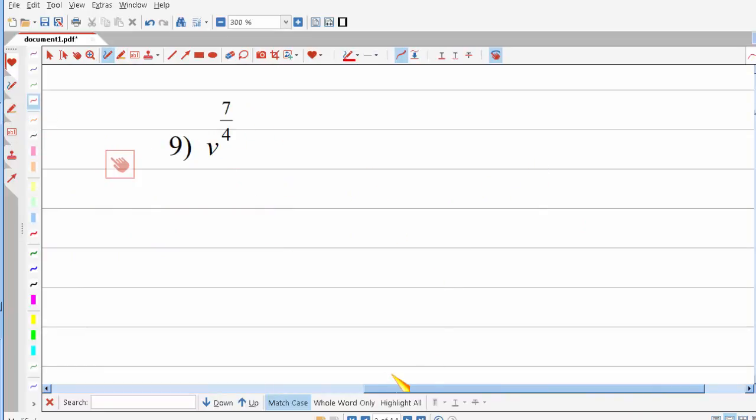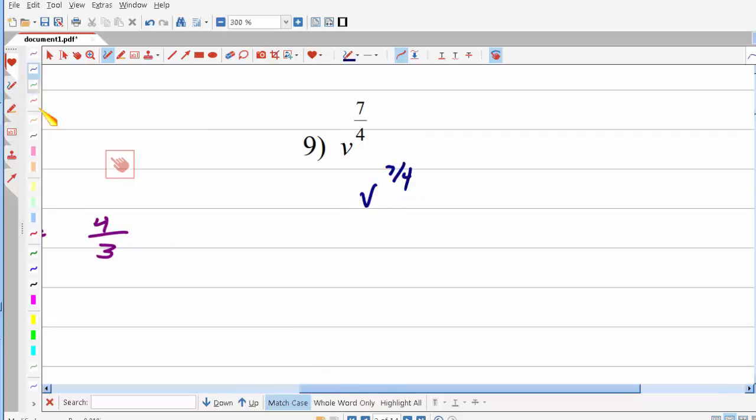Okay, v to the 7/4, really nothing you can do with that one. Not sure why that qualified as a problem, but apparently my problem generating software thinks it does.